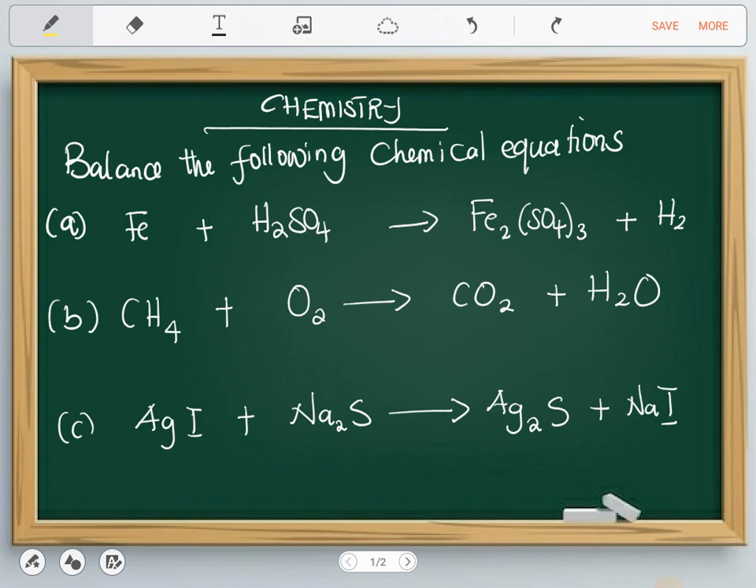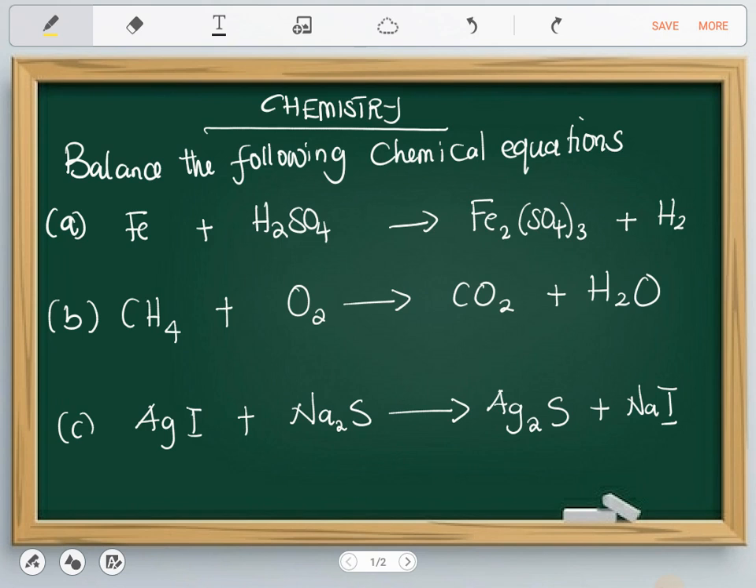Okay, so the first one says iron reacting with sulfuric acid, which you can just say hydrogen sulfate because we don't know the state symbols, giving us iron(III) sulfate and hydrogen, which is H2. How do we balance this chemical equation?